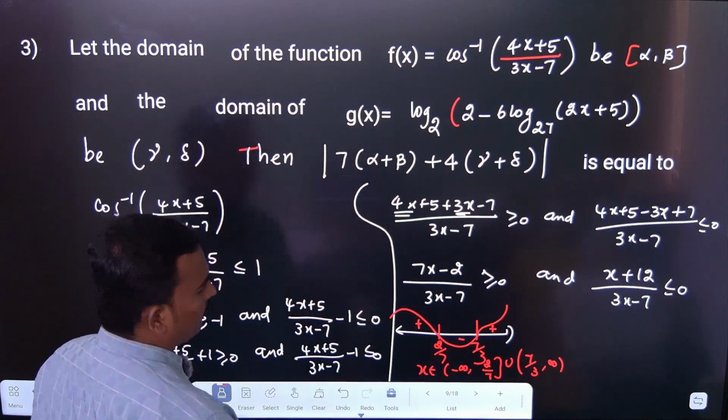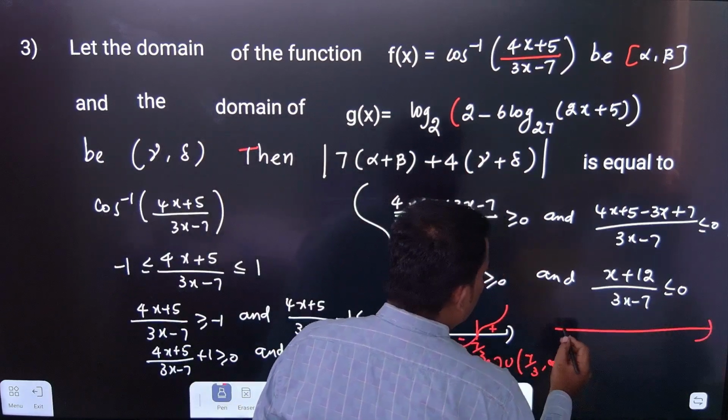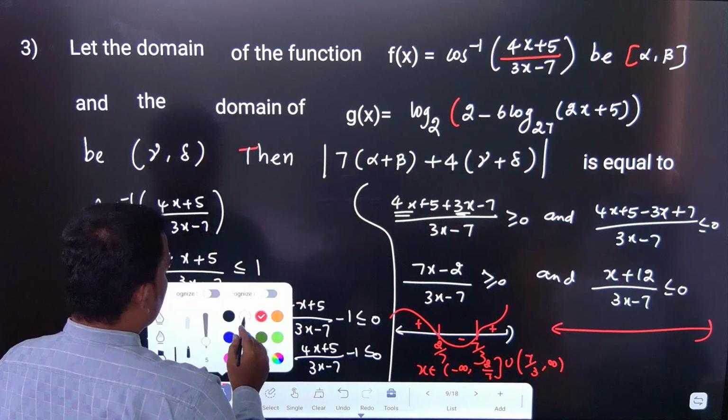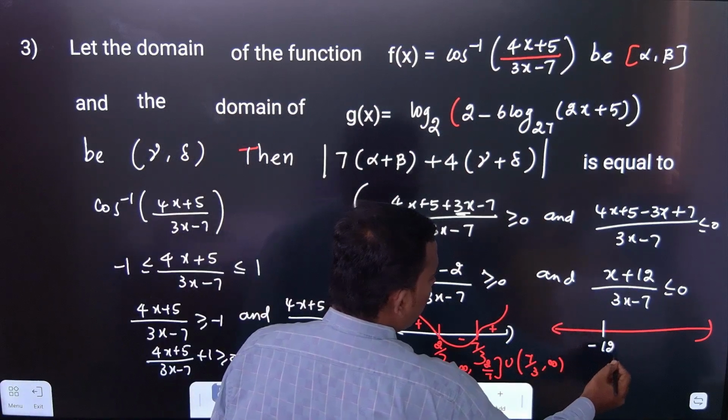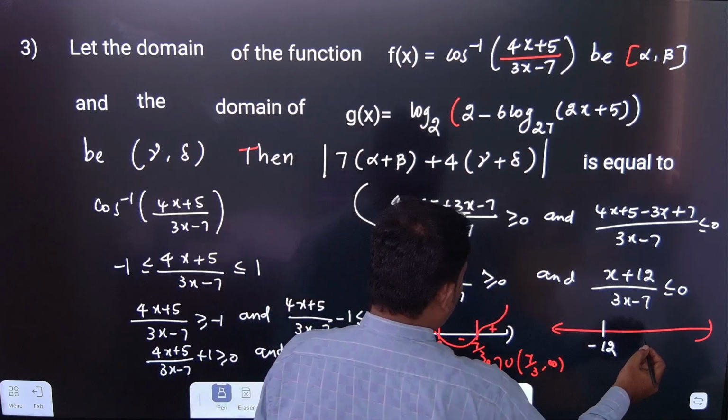So here, start with the number line. So what is the critical point? Minus 12. Here is 7 by 3.